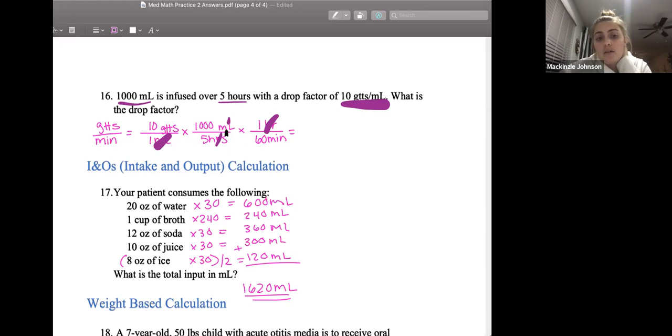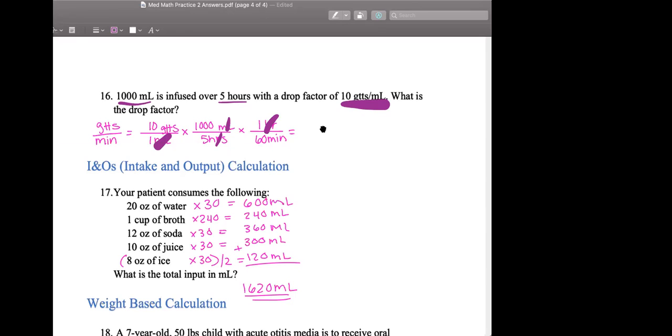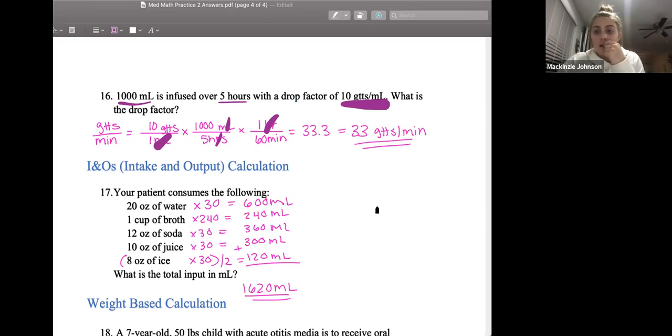So now I'll give you guys a second if you want to try to do it in the calculator, and someone can tell me what they get. I got 33. Okay, cool. Yeah, good job.